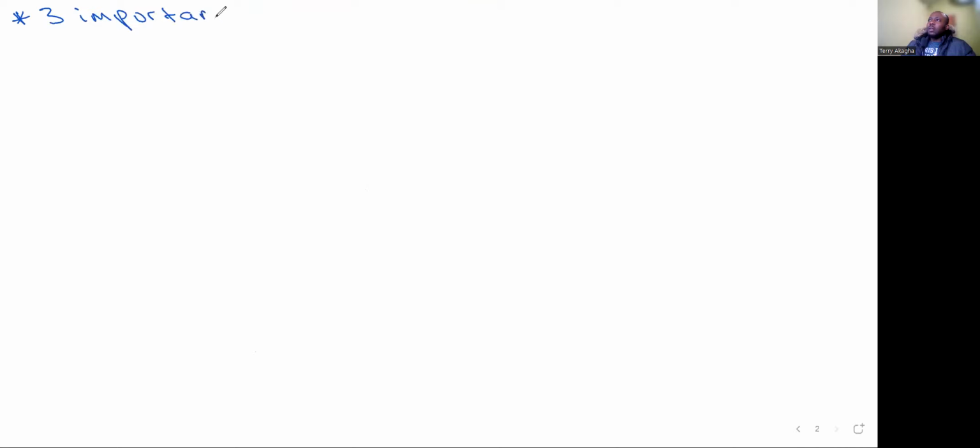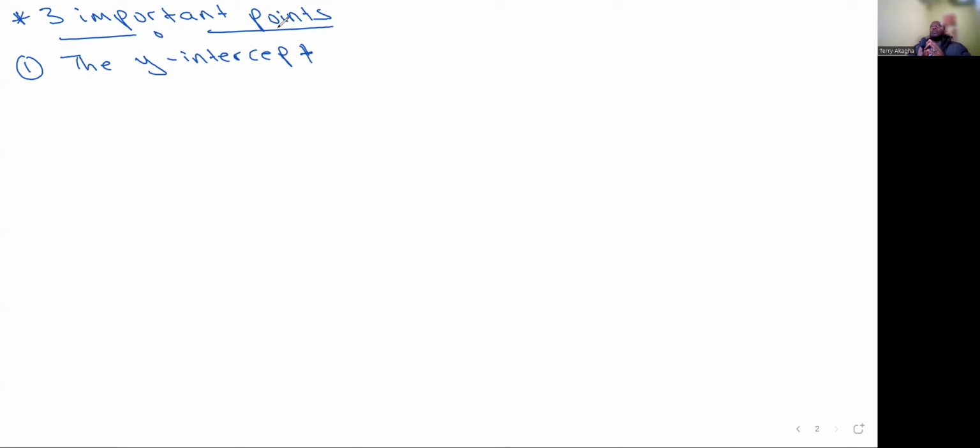Before I jump into this, there are 3 important points that I want you to keep in mind. The first point is that you need to know how to find the y-intercept. The y-intercept is the value of y when x is equal to 0.